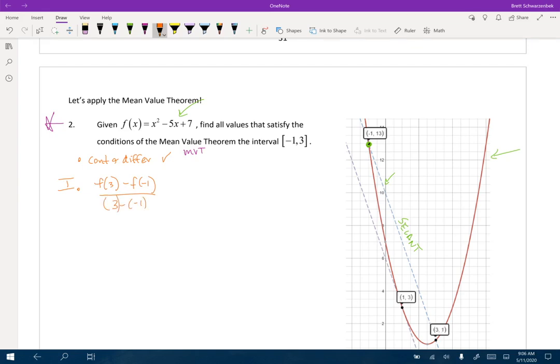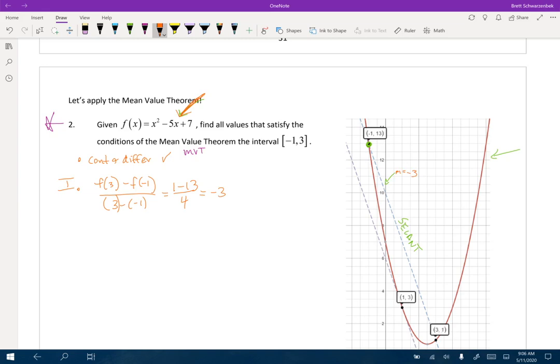So all we have to do is take 3 and -1 and plug it into our equation. So this is going to be 9 minus 15 plus 7 and so forth. We're going to get 1 minus 13 over 4 when we do that, which is going to give us -3. So just to be clear, the slope of this secant line is -3.